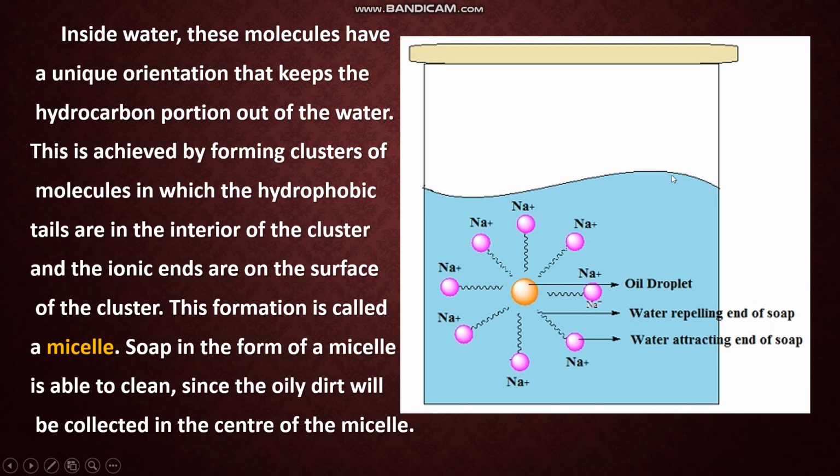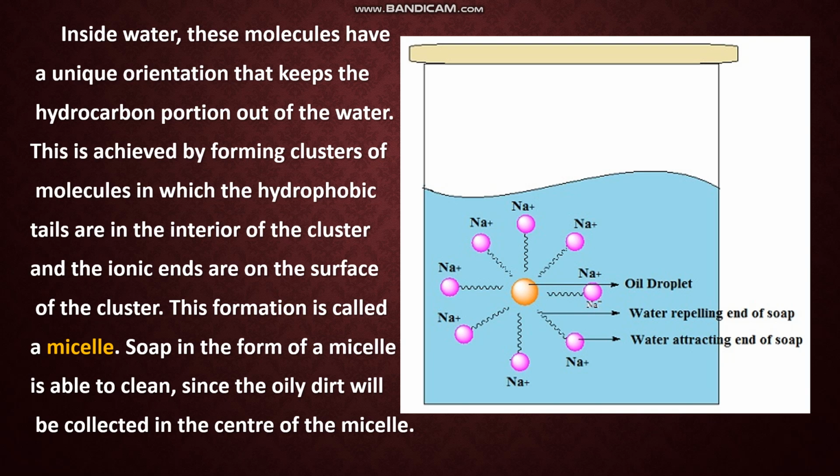When it is inside the water, what happens? Micelle formation takes place here. These molecules have a unique orientation that keeps the hydrocarbon portion out of the water. You can see the hydrocarbon or hydrophobic part, the water-repelling part, move away from the water. This is achieved by forming clusters of molecules in which the hydrophobic tails are in the interior of the cluster and the ionic ends are on the surface of the cluster.